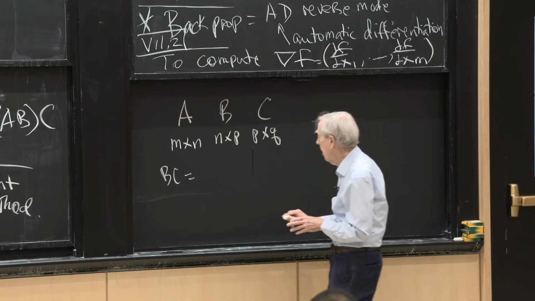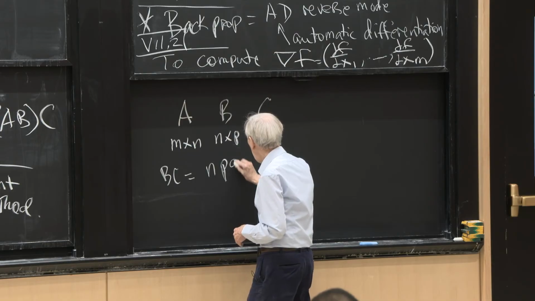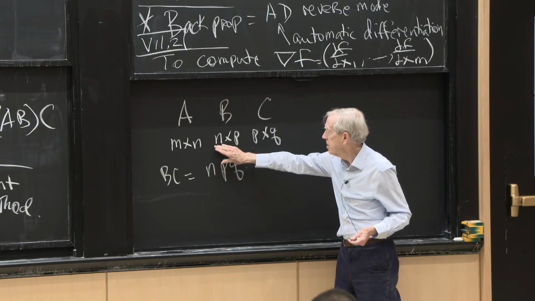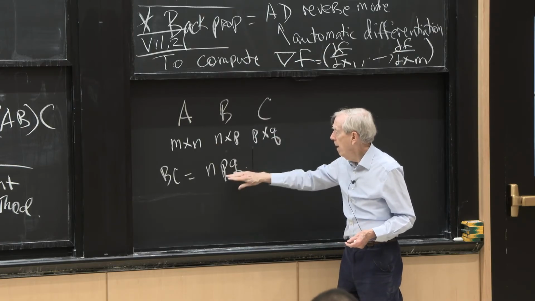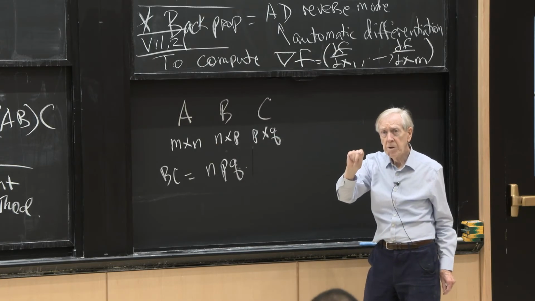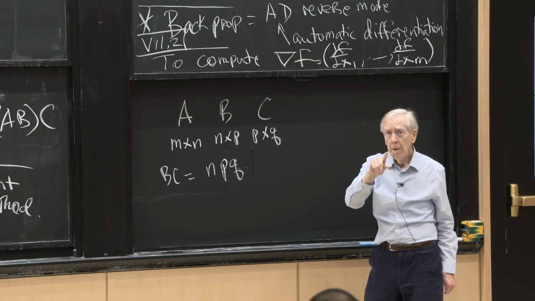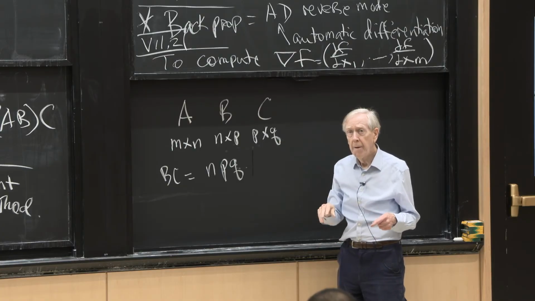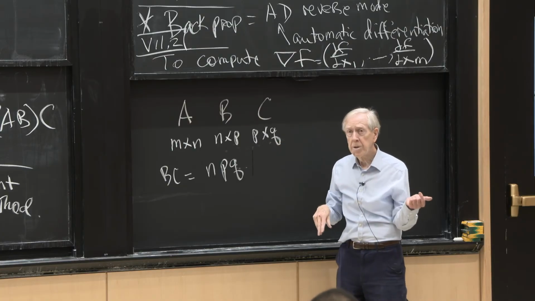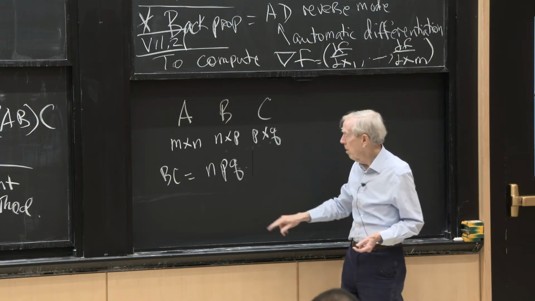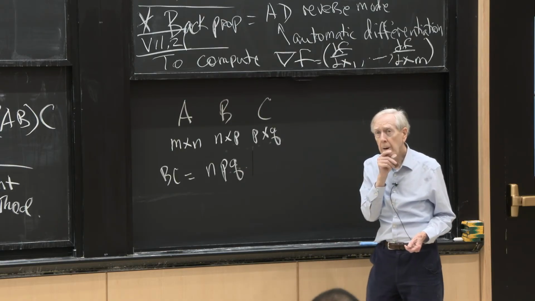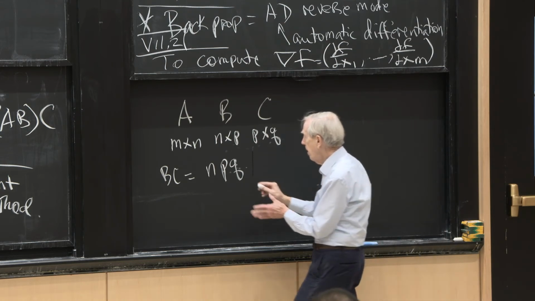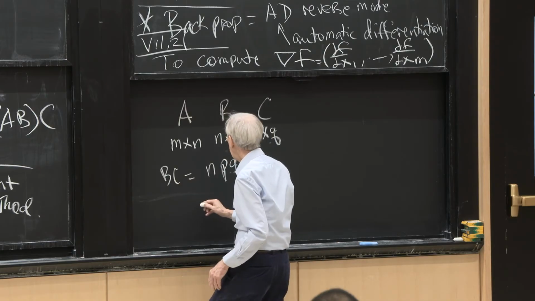NPQ. Nice formula. Why is that? Well, I could say that the answer is N by Q, and every number in there was an inner product of a row and column of length P. So I have NQ inner products, and each one costs P multiply adds.